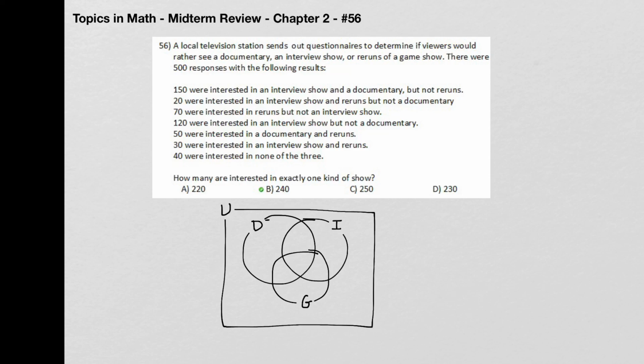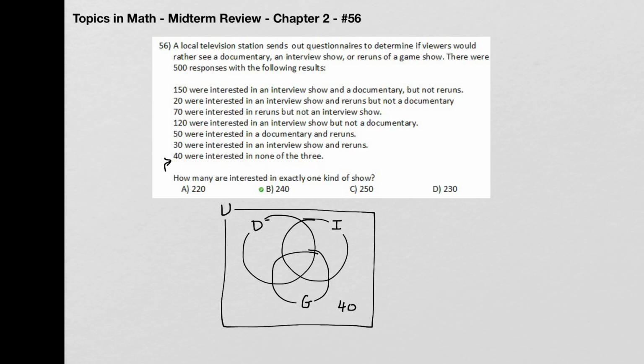So a lot of times the easiest thing to do is to start at the bottom of the list. They seem to always put that piece of information, whatever it is you want to start with, at the bottom of the list. So it says 40 were interested in none of the three. So that is just one particular area, which is outside of all three circles. So that's still part of the universal set. So it's part of the people who were polled. It just contains the people who didn't want to see a documentary, an interview show, or a game show, any of those three.